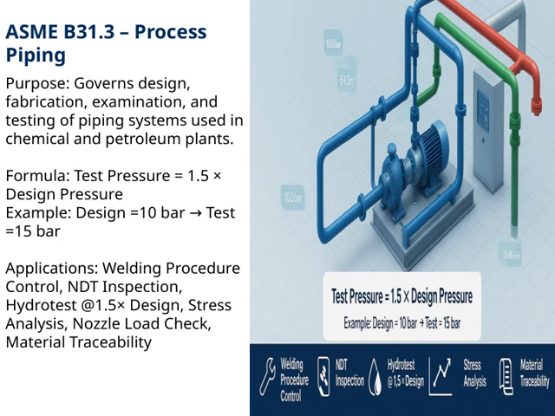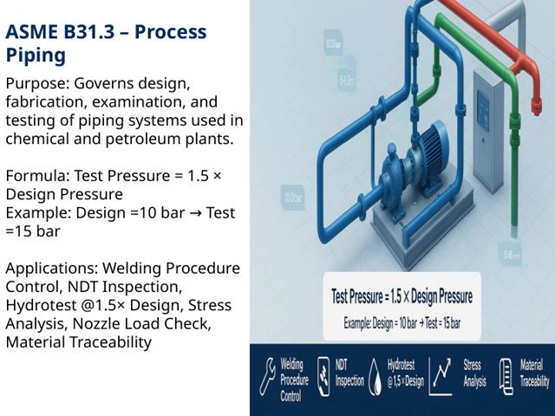Let's take a closer look at ASME B31.3, which focuses on process piping. The main purpose of this standard is to govern the design, fabrication, examination, and testing of piping systems specifically used in chemical and petroleum plants. These industries require rigorous standards to ensure safety and reliability. One key concept here is the test pressure. According to the formula, the test pressure should be 1.5 times the design pressure. For example, if the design pressure is 10 bar, then the test pressure would be 15 bar. This ensures that the piping system can handle pressures beyond its normal operating conditions, providing a safety margin.